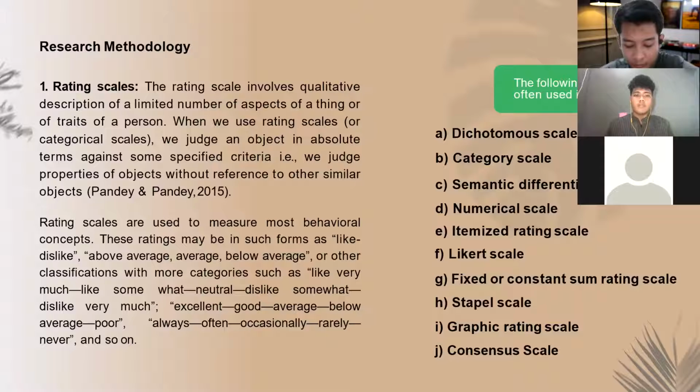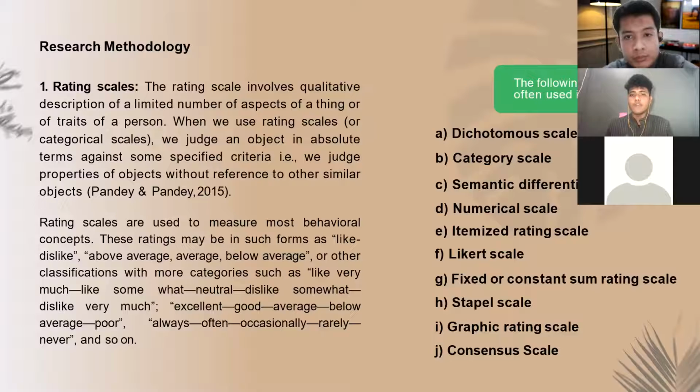Rating scales are used to measure most behavioral concepts. This rating may be in such form as like, dislike; above average, average, below average; or other classification with more categories such as like very much, like somewhat, neutral, dislike somewhat, dislike very much; excellent, good, average, below average, and poor; and always, often, occasionally, rarely, never, and so on.